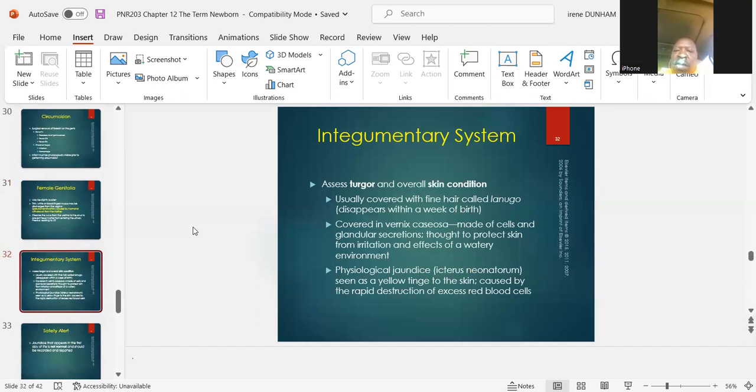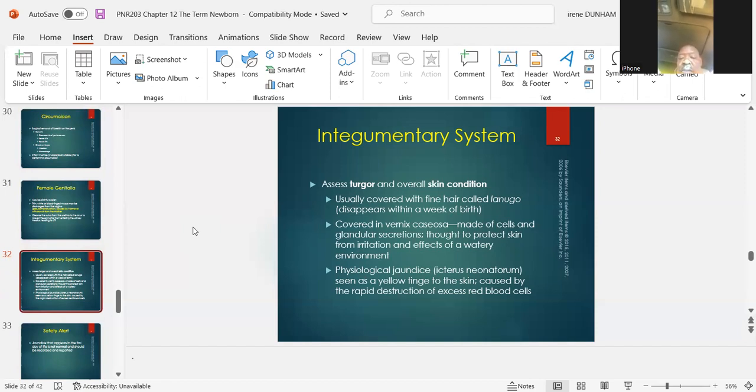Now the skin. We want to always assess the skin turgor and the overall skin condition. Now, babies are born with a fine hair, lanugo. Preterm babies, like we're going to talk about next week, have more lanugo than a term baby. When you get to be term, those little hairs are shed. They're now in the amniotic fluid, because they don't need them anymore. A post-term baby would have much less.